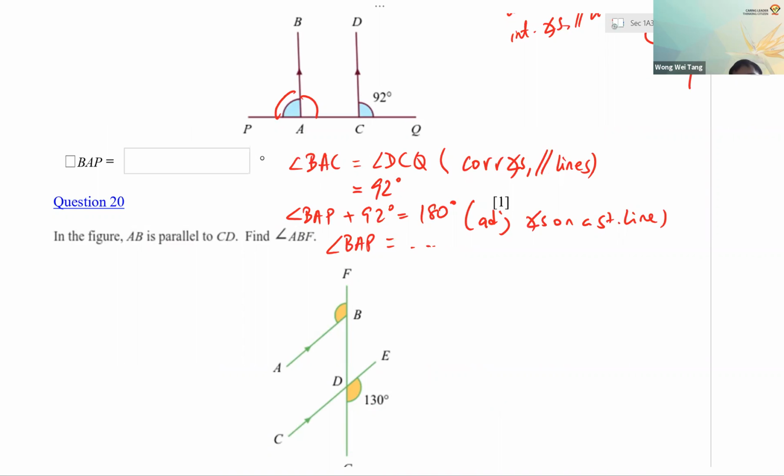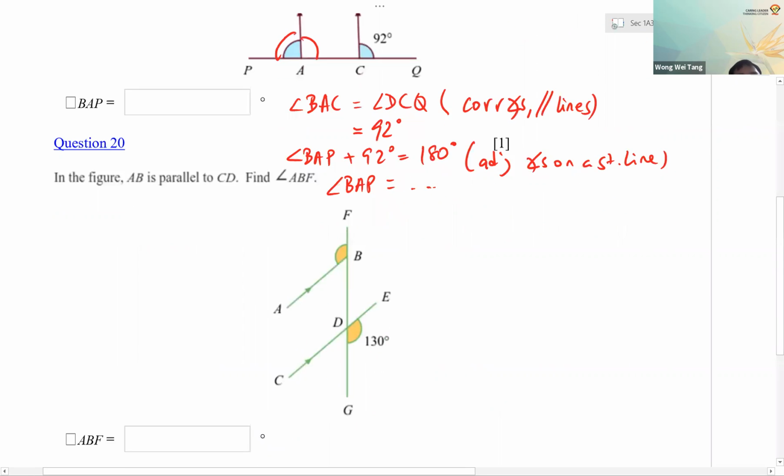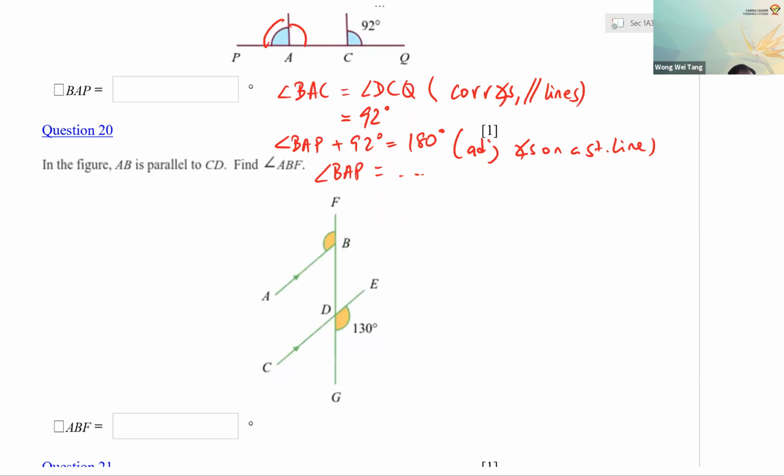Giselle. Okay, your turn. Can you help us with question 20? Where they tell us that AB is parallel to CD. AB parallel CD. Find angle ABF. Okay, so how do we do this?